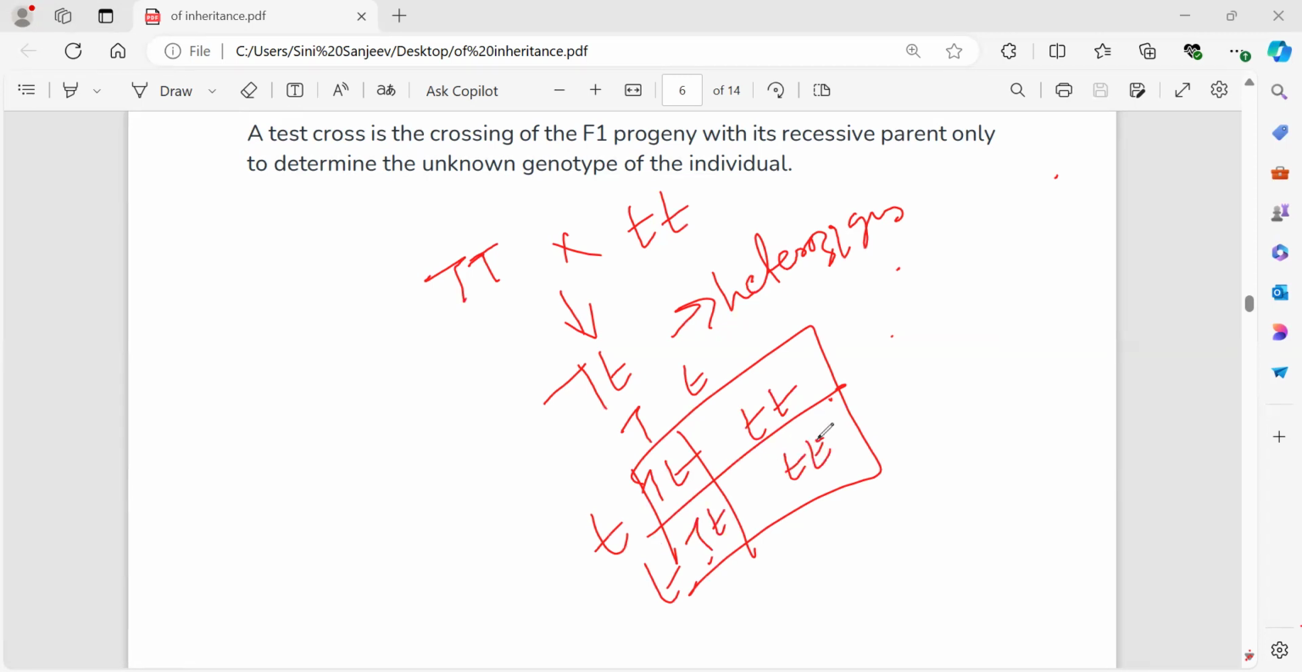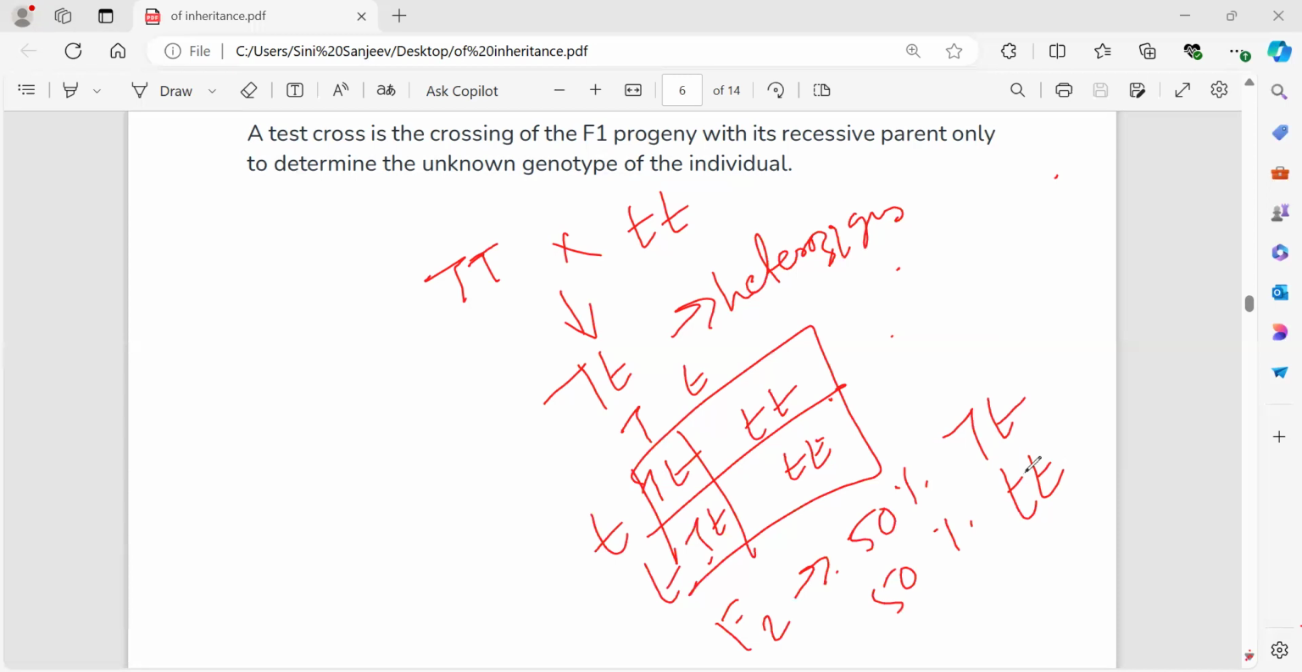So in the F2 generation, what will you be getting? 50% capital T and small t, and 50% small t. So this is called a test cross. In a back cross, you may take any of the parents. It's not that you have to take the recessive only, or the dominant parent only.